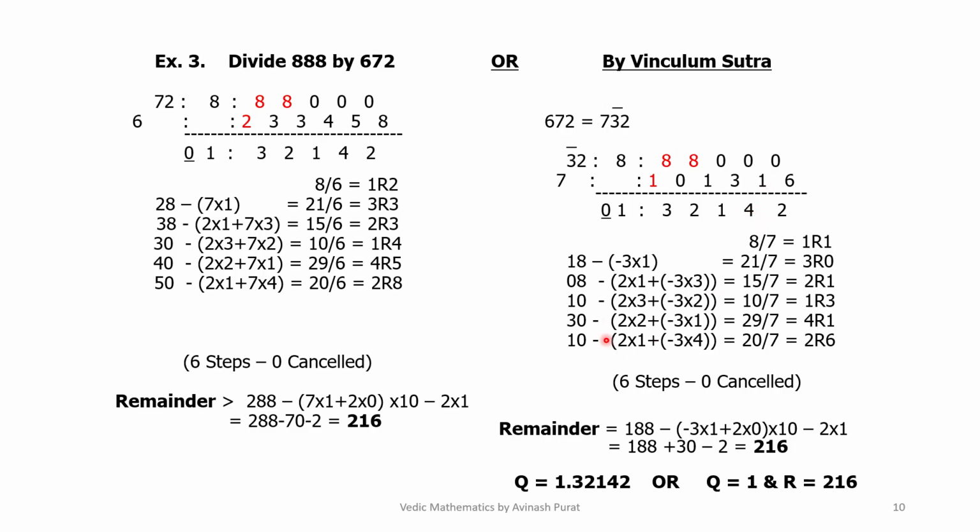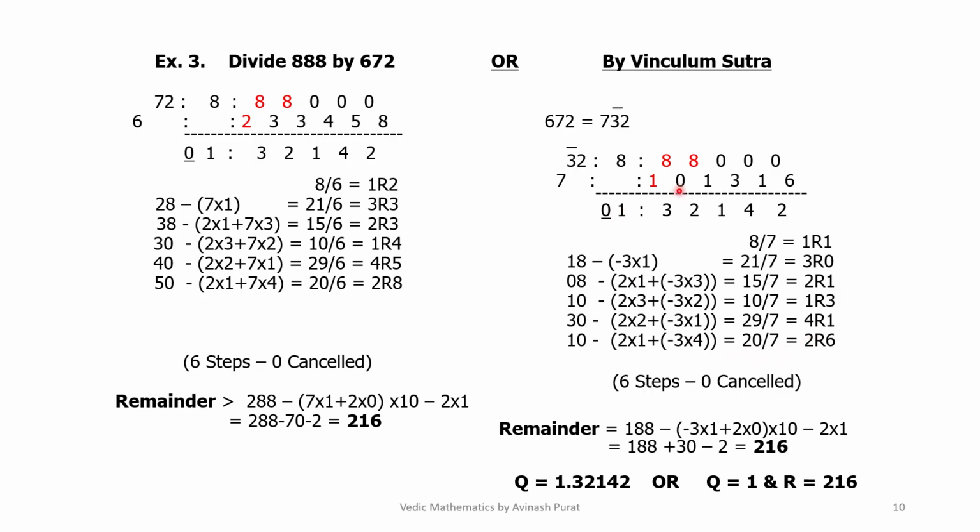10 minus 2 into 1 minus 3 into 4, that is minus 12, and plus 2, that is 10. 10 plus 10 equals 20 by 7. So 2 is quotient and 6 is remainder. Here also 6 steps are there. So there is no advantage of going for vinculum.